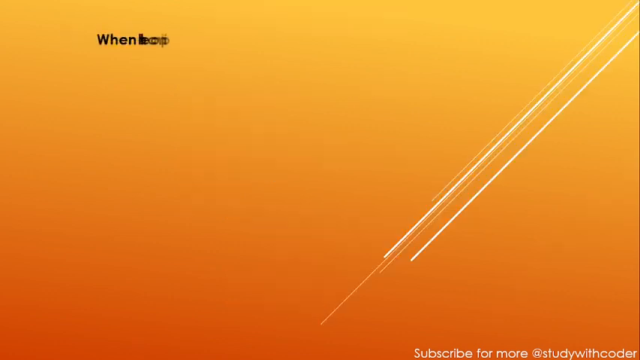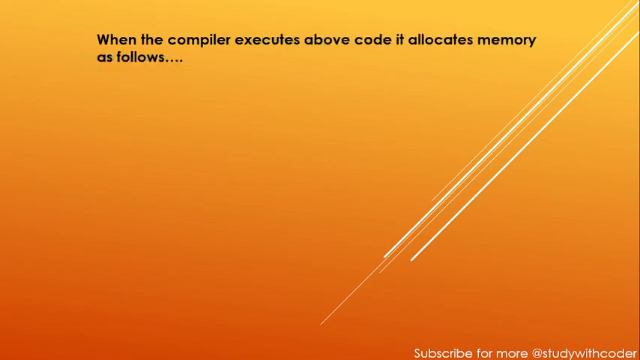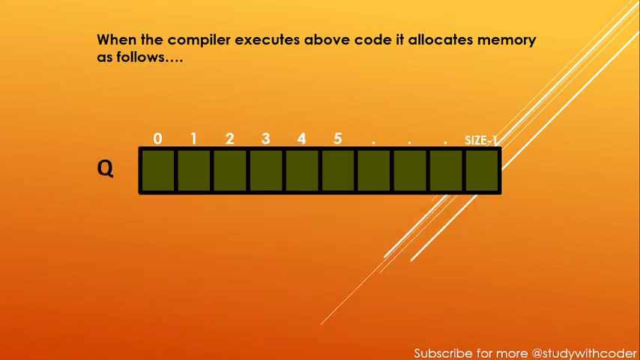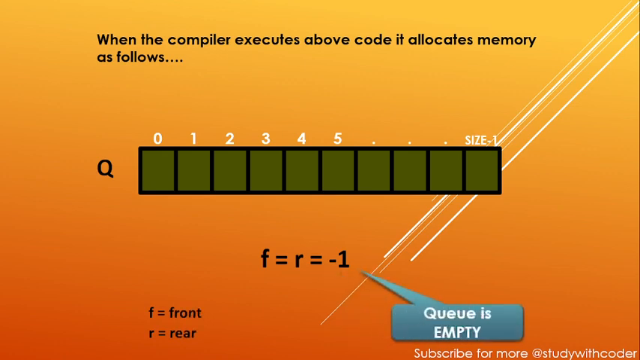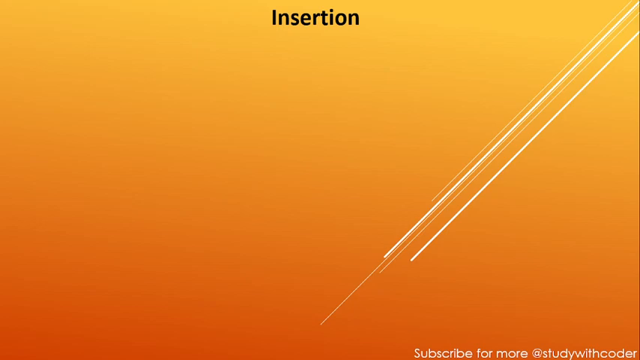So first, when we compile and execute the above code, it allocates memory as follows. Here Q is the queue with element indices 0, 1, 2, 3 up to size minus 1. F means front, R means rear, and F equal to R equal to minus 1. Then front and rear are both minus 1, and the condition is that the queue is empty. Next, insertion.